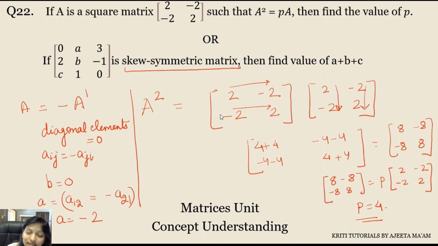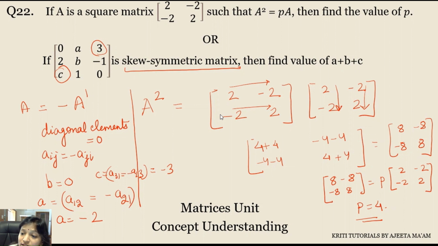Now what will be C? The position of C is A31, third row and first column. So A31 will be equal to what? Minus A13. Now what is the value at the A13 element? That is 3. So what will be the value of C? Minus 3.